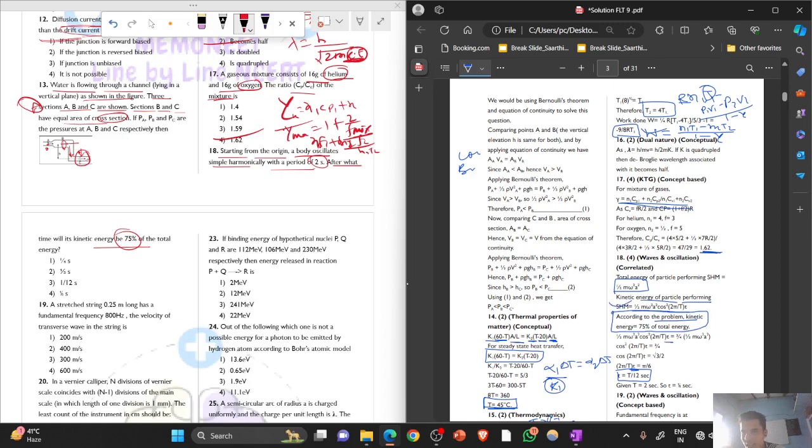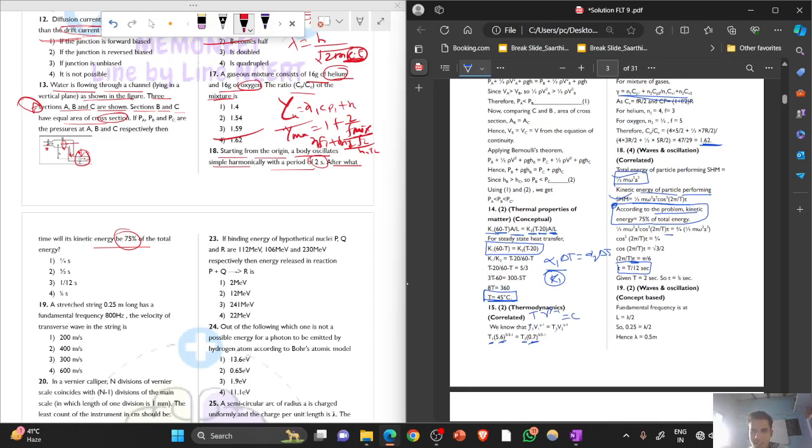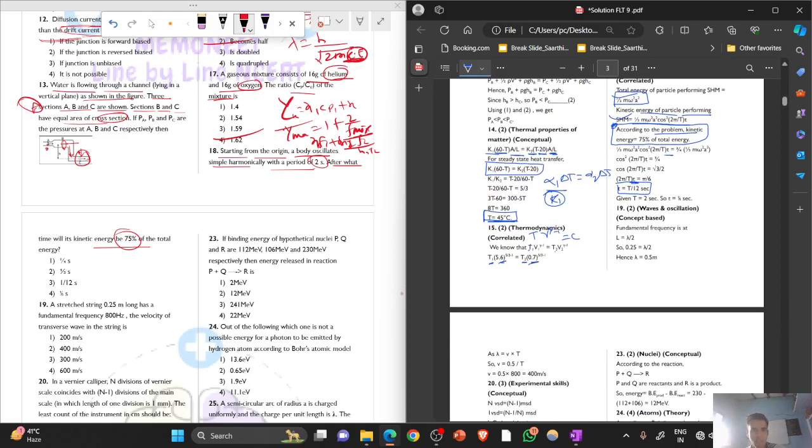You know the expression of kinetic energy, you know the expression for total energy. Just equate kinetic energy to 75% of total energy, and you will get your answer smoothly. Now moving ahead, your answer will come out to be T by 12 seconds. That will be your answer, where T is the total time period of the oscillation, and there is 12.